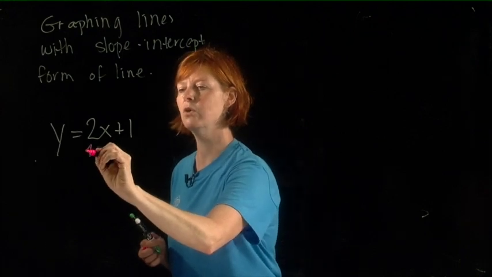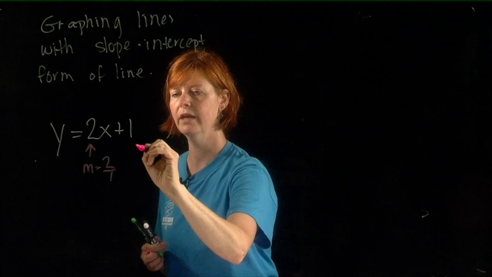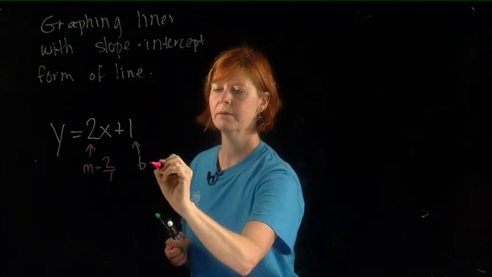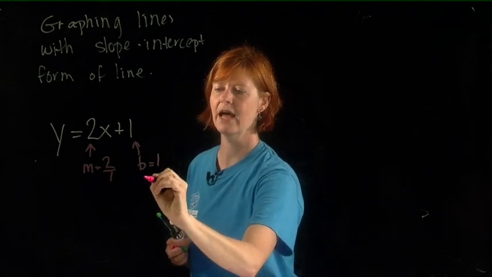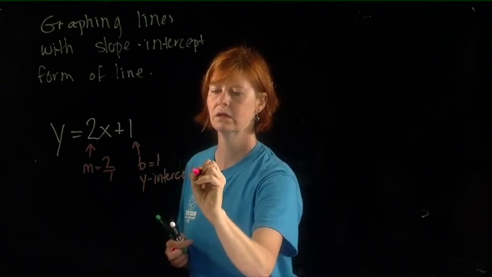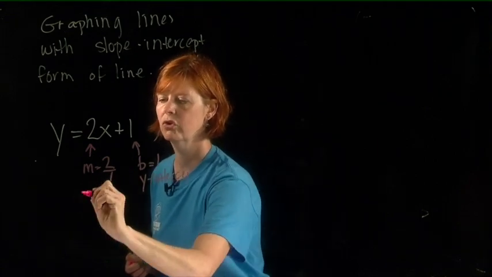This one is the slope, okay, and I'm going to write it as 2 over 1. And this one is the y-intercept. And we use a variable b to represent that. So y-intercept and slope. Oh, not stope. Slope.